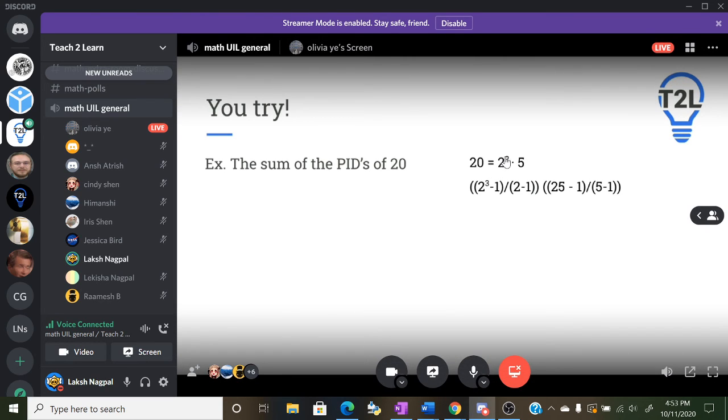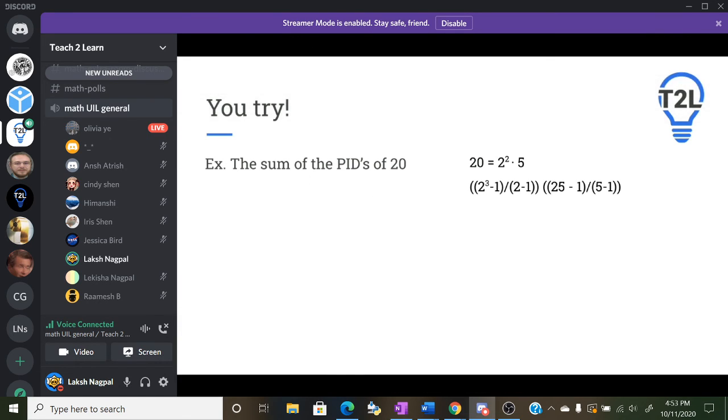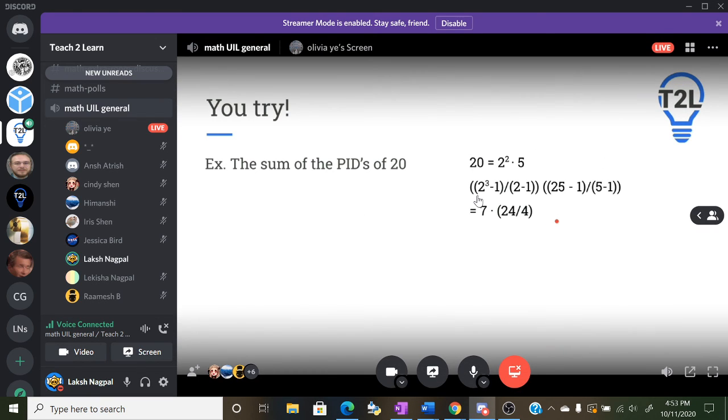Then you look at 2 squared, and you notice that it has 2 as an exponent, which is greater than 1. Since it's greater than 1, you have to use that long formula that was on the last slide, and you should get a number after that. Once you get both of your numbers, in this case 7 and 6, you multiply them together to get 42. In this context, 42 means the sum of all the PIDs of 20 is 42.